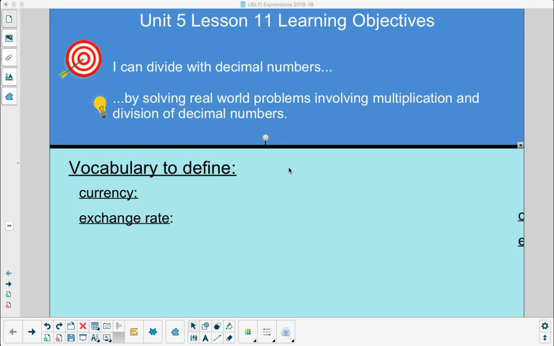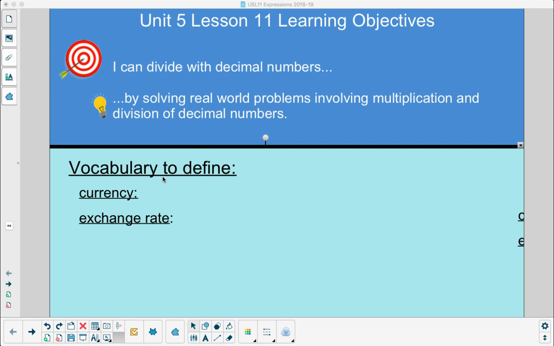So that means you'll have a quick quiz coming next. Our target is still I can divide with decimal numbers. Hopefully by now you're getting really good at dividing by decimal numbers and you figured out that when I divide by something less than 1, I have more because I have more groups. I'm breaking it into groups smaller than 1.